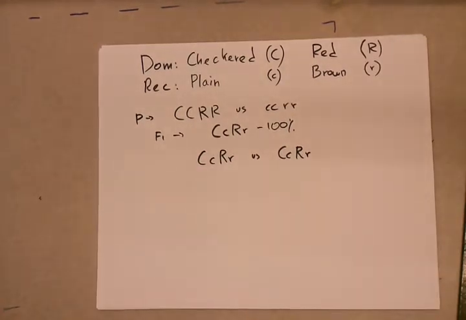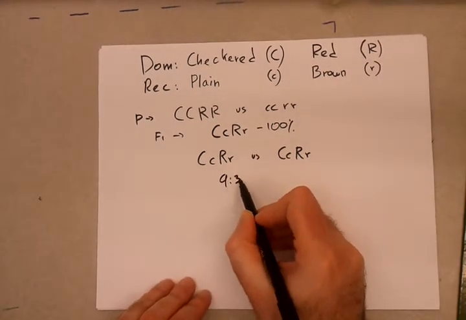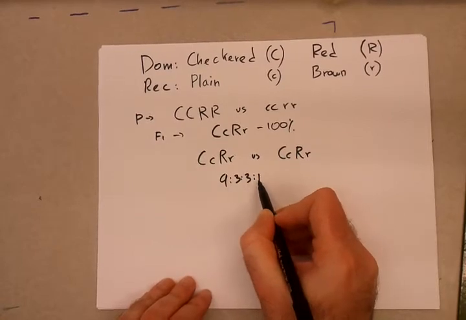This I'm not going to do because it takes a little bit, but this is exactly the cross that I showed you in the previous video, the dihybrid crosses, so you can look at that video and pretty much follow the same directions. But you will have a 9-3-3-1 ratio here.